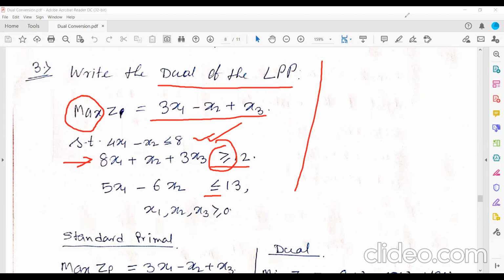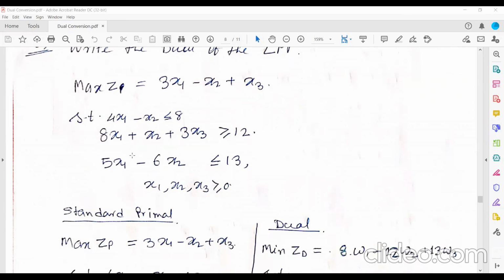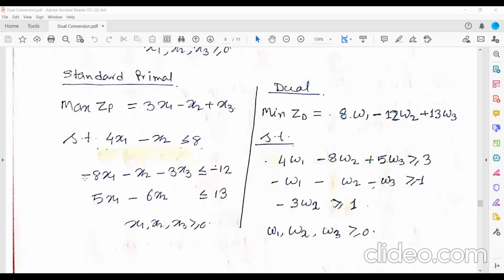So first you write the standard primal by multiplying the second constraint by a minus sign. See here, I have multiplied the second constraint with a minus sign. So greater than or equal to becomes less than or equal to minus 2. Now this LPP is in standard primal form. Now you can write its dual form.